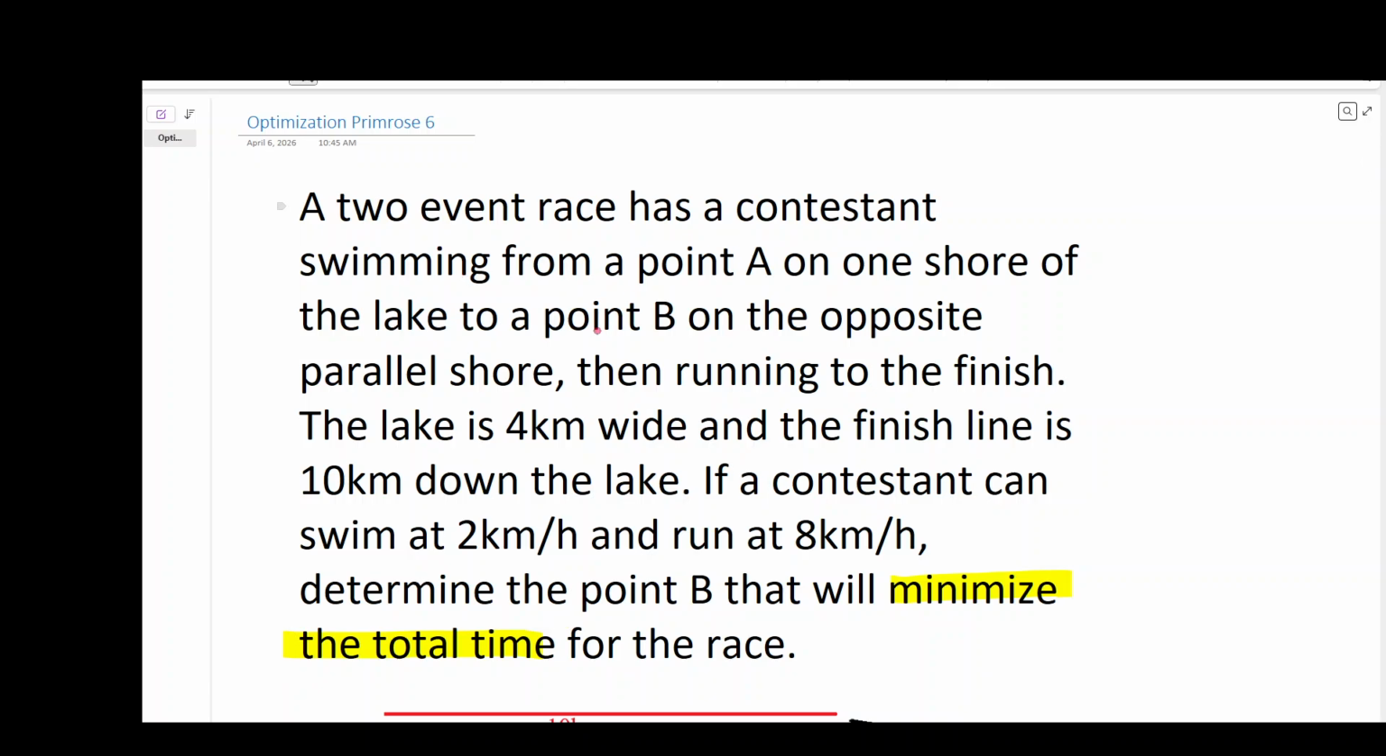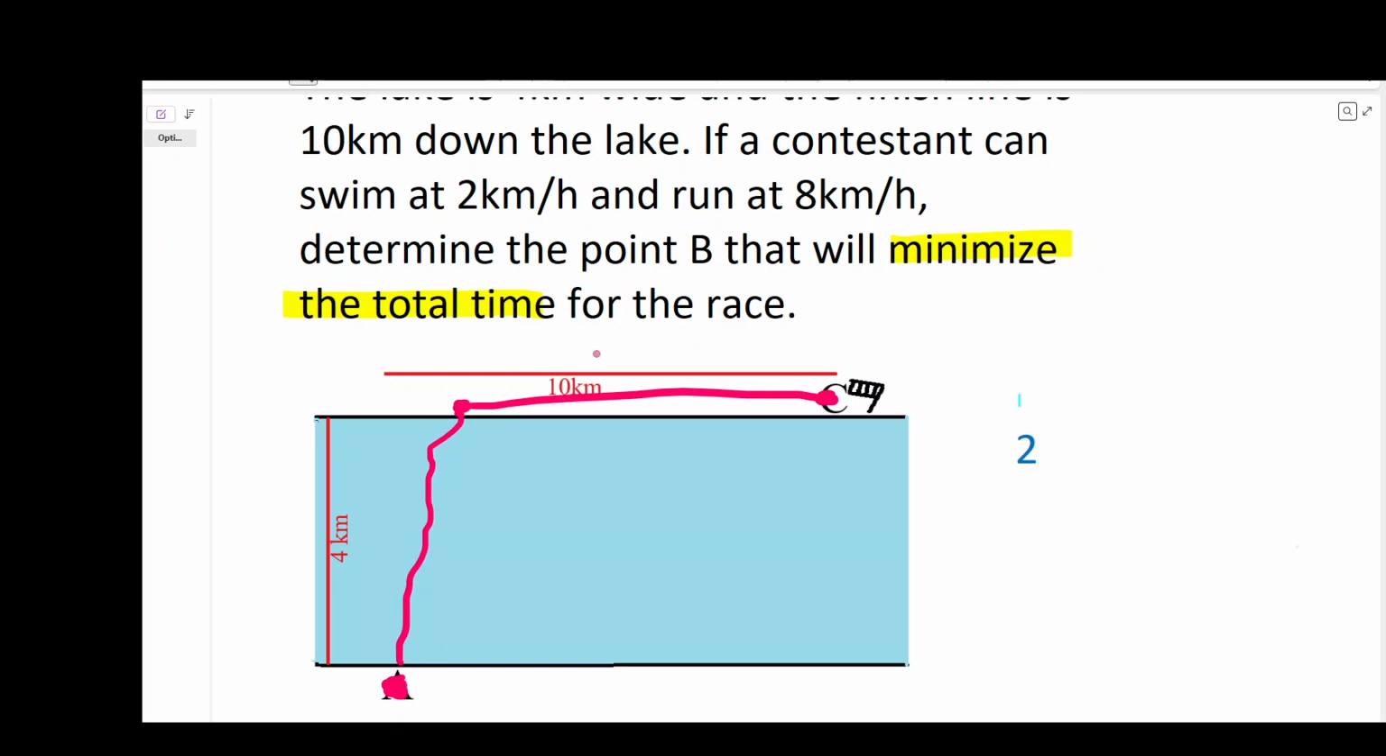So what do I know about point B? Two event rays, point A on one shore to point B on the opposite parallel shore. So basically point B is the place where the swimmer gets out of the water on the other side and then starts running over towards C. So we're going to swim to a point called B, and then we're going to run. And our job is to figure out where B should be on that opposite shore so that the time it takes is a minimum.